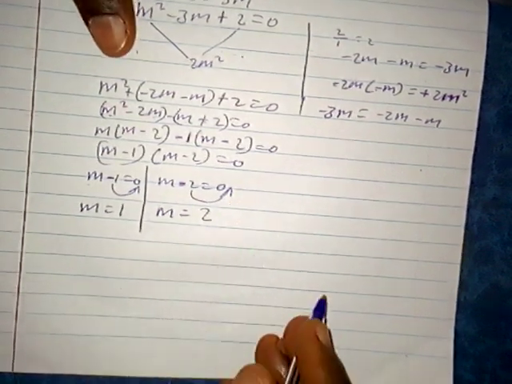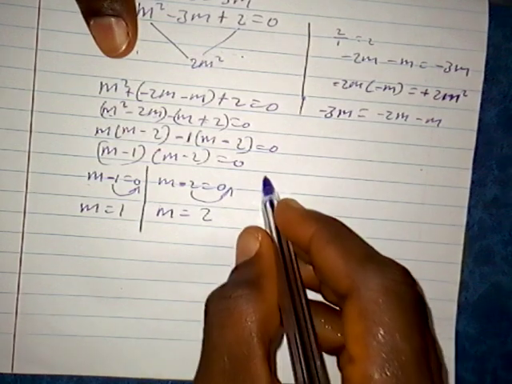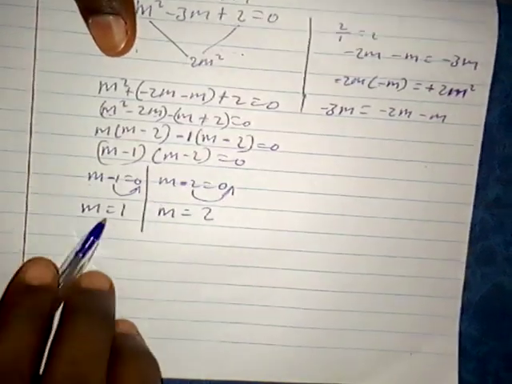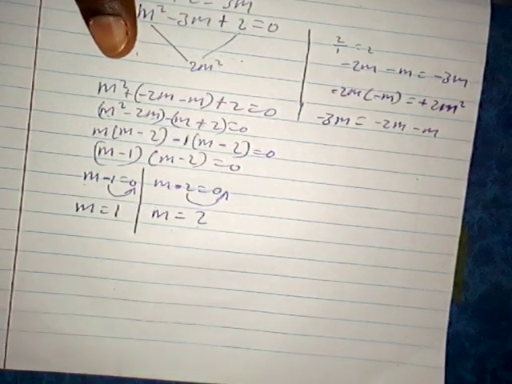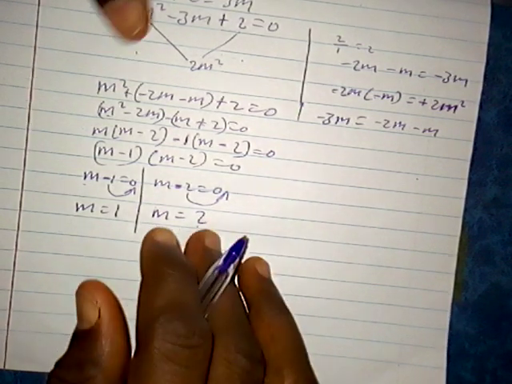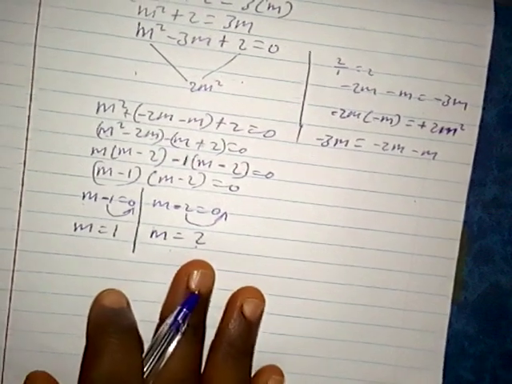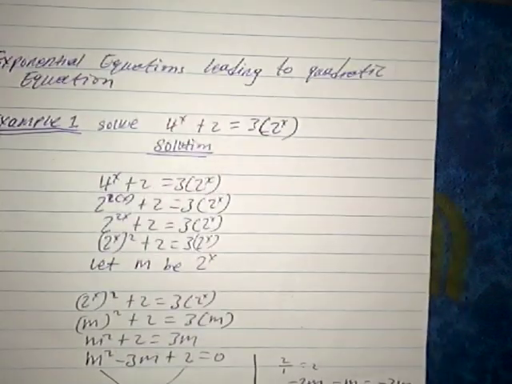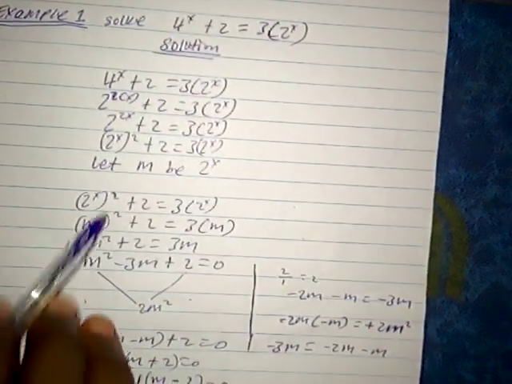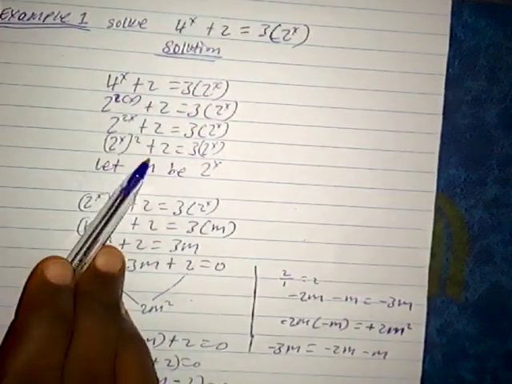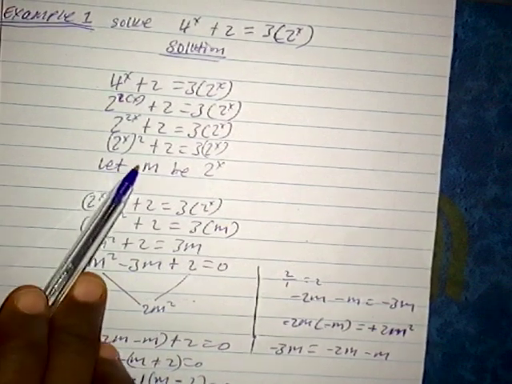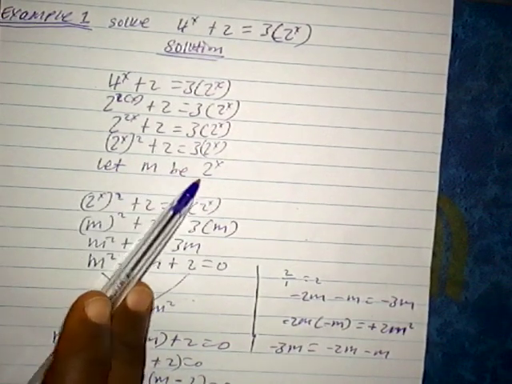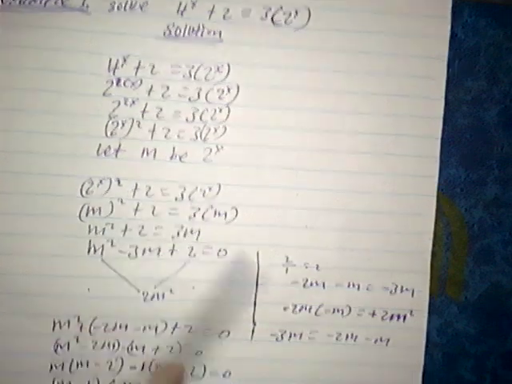Take note. Now we know the value of m. These are the values of m: 1 and 2, right? So what is the next step? Now we are going to reverse, go back where we came from. See here. What did we let? We said let m be 2 raised to the power x. So anywhere you see m, the original value of m is 2 raised to the power x.